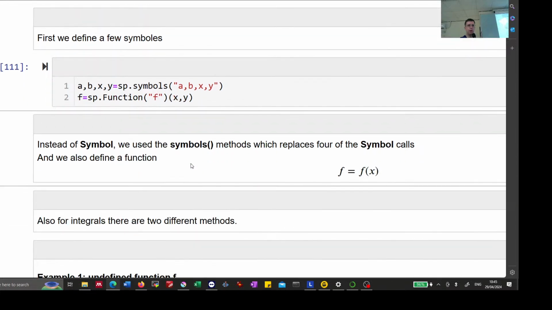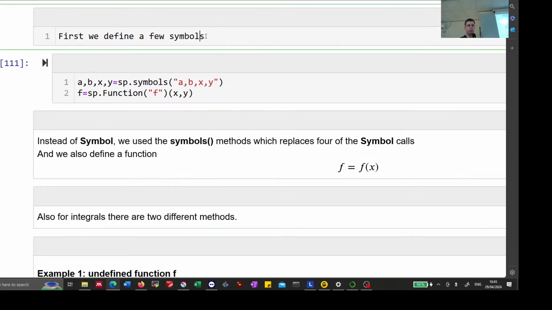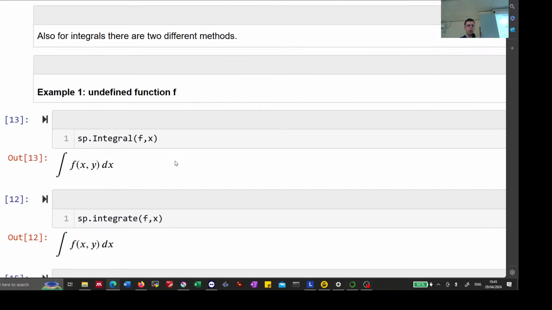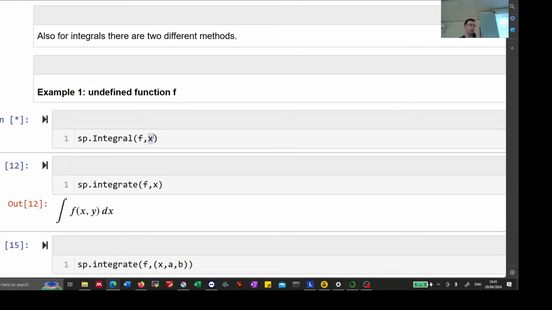Let's remind again how to define symbols and functions. Okay, so down here is now the first example, an undefined function. So it's a function which we actually do not know yet in depth. So when I ask Python, hey, what is the integral of f with respect to x, right? It writes me down what is the integral, but does not evaluate it.